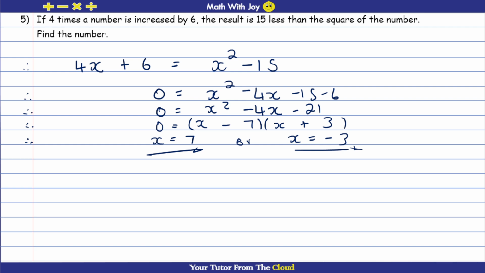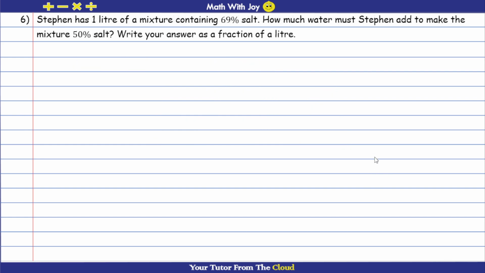I'm pretty sure 3 squared is 9, minus 15. That's going to give us minus 6. On the other side, I'm going to get 4 times minus 3 plus 6, and I'm going to get minus 6. Okay, both of them are going to give us the correct answer.